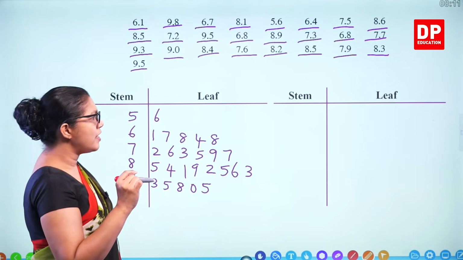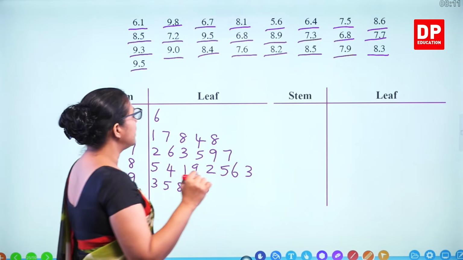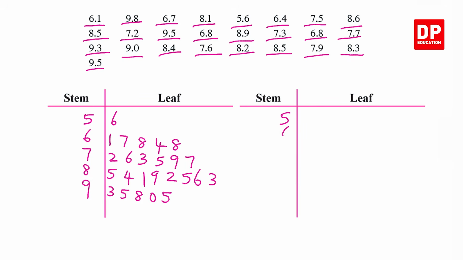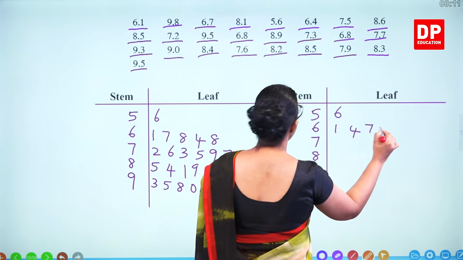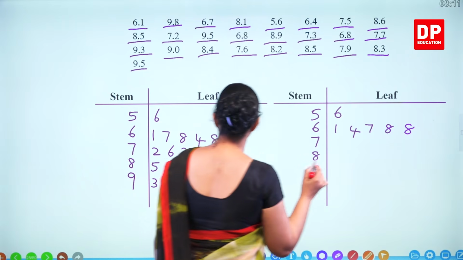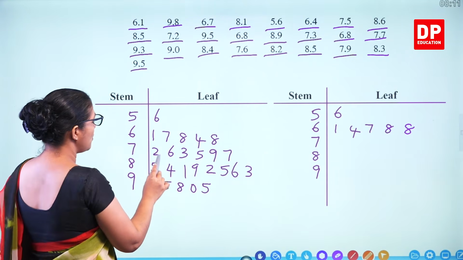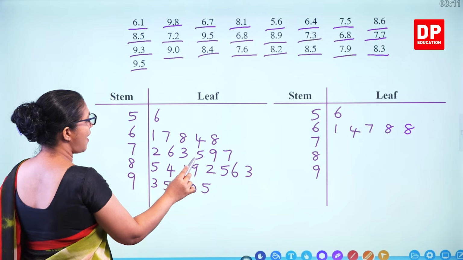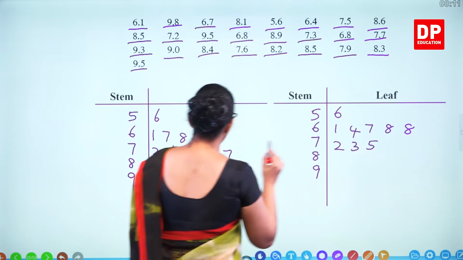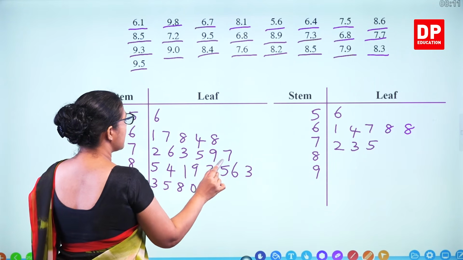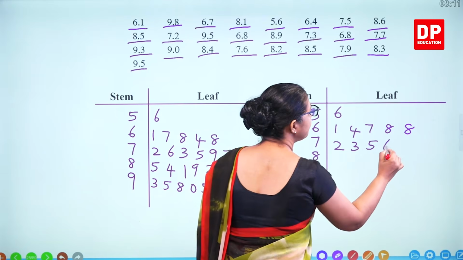Now arrange this in increasing order. First write down the stem values 5, 6, 7, 8, 9. 6 is there, so this one 1, 4, 7, 8, 8. This one, starting from the lowest, 2, 3, 5. And 6, 7, 9.